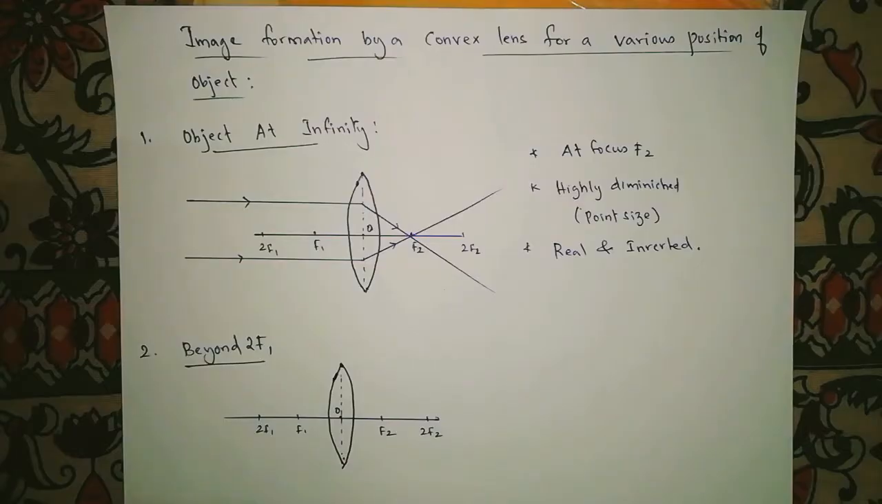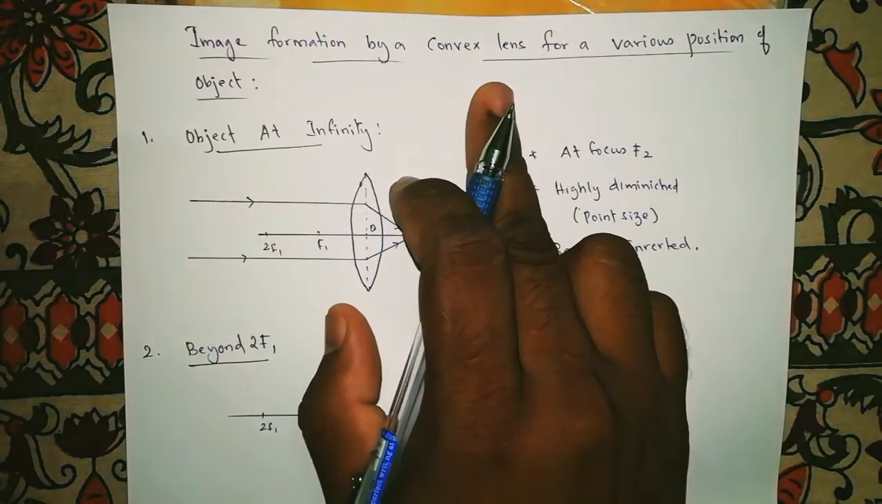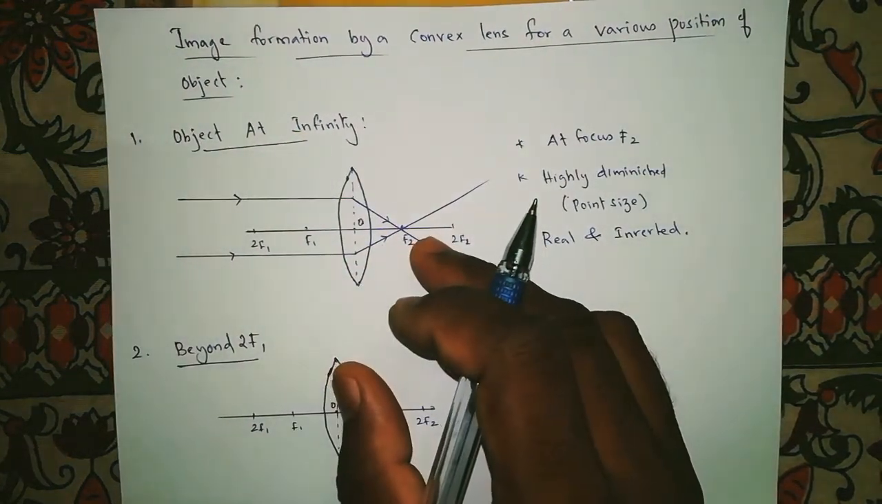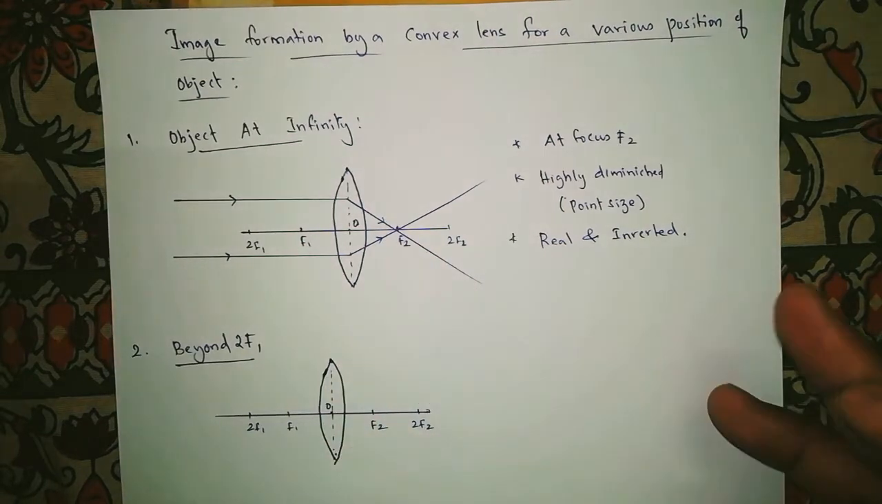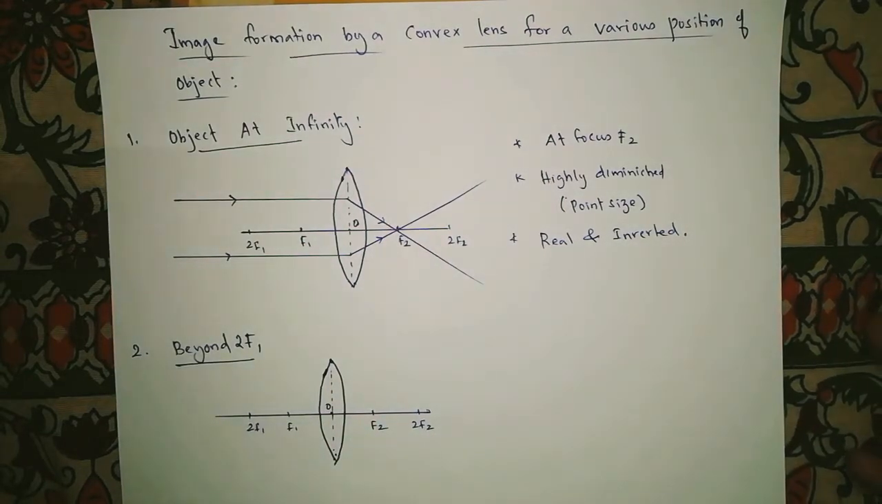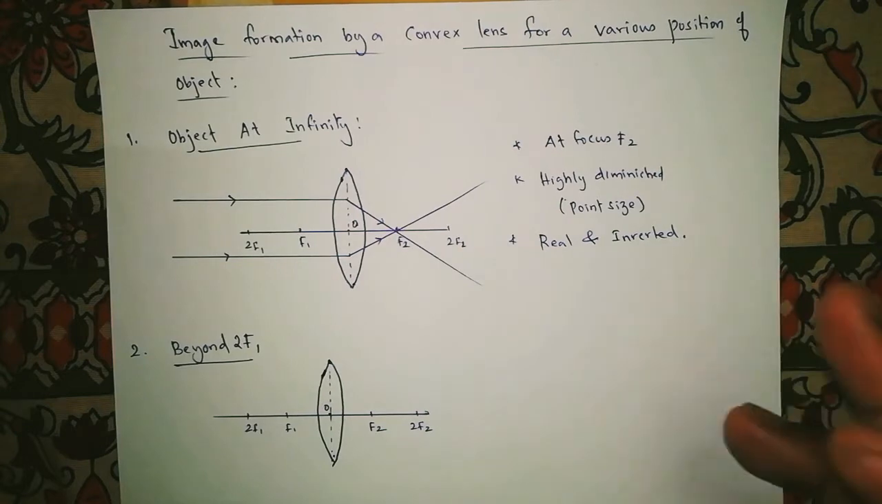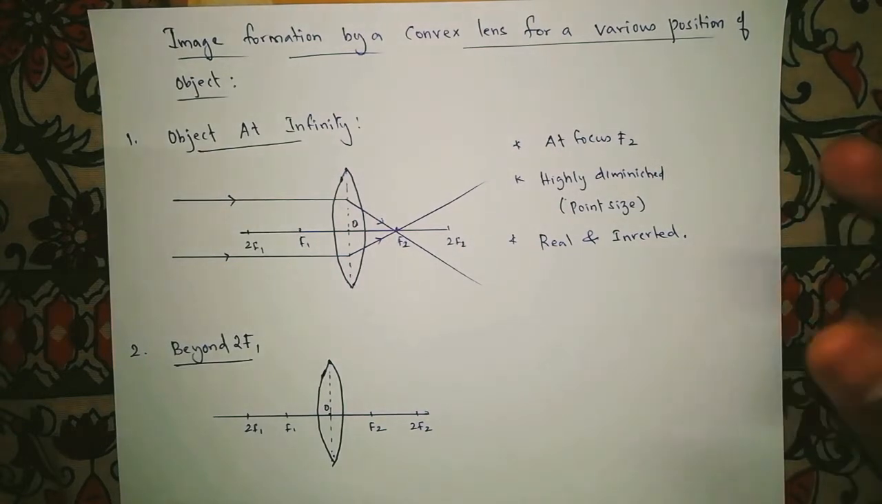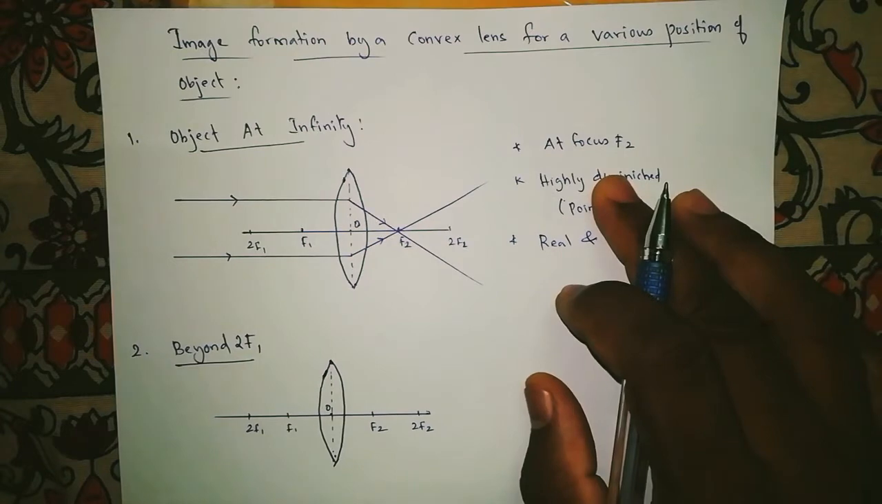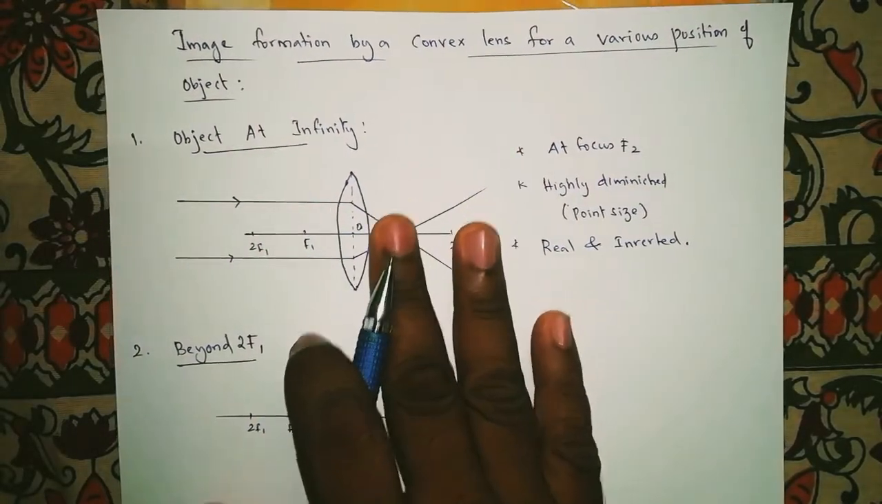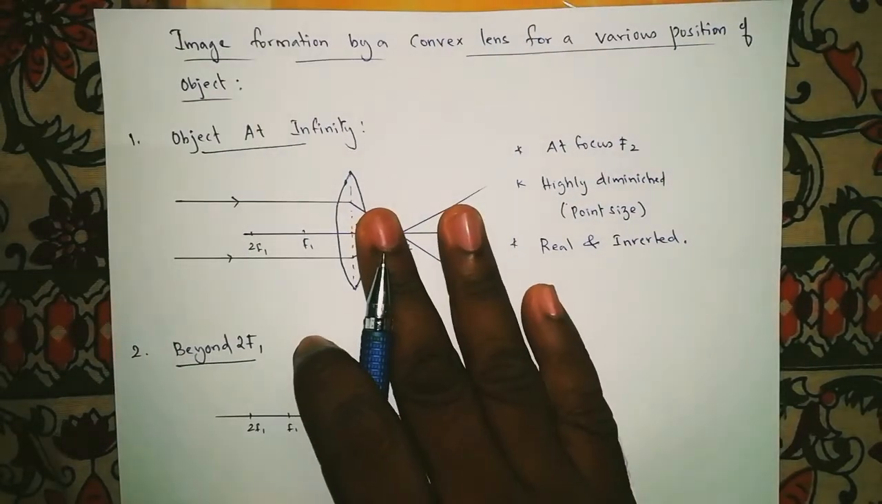Clear? The next topic is the image formation by a convex lens for various positions of the object. If the object is kept in a different position, then what about the image, how is the image formed by the convex lens, what is the nature of that image, what is the position of the image, and what may be the size of it, that we are going to learn in this topic. We have learned the same topic for concave and convex mirrors also. So here we are going to learn the same topic with lenses.